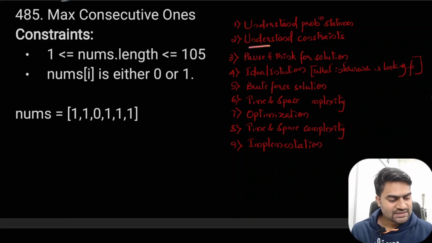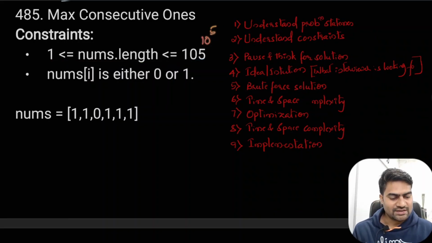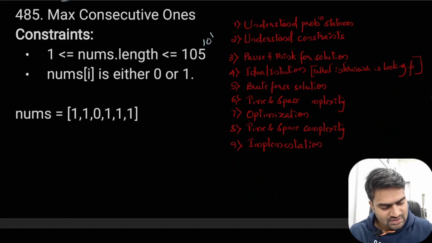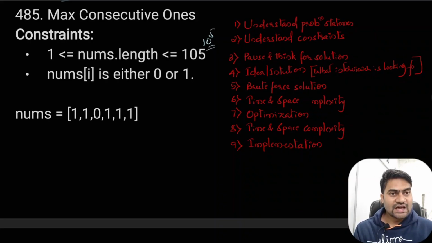Now let us try to understand the constraints. nums[i] is either 0 or 1. It is pretty much clear because it's a binary array. Another constraint is that the length of the array is between 1 and 10 raised to 5. So these are the constraints given for this problem. Maybe you can pause for a second and try to think of the solution for this particular problem.